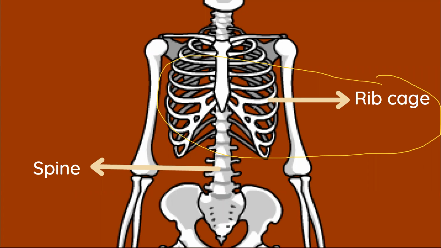Can anyone tell me what the rib cage does? I give you a few seconds. Wow, very smart, my students all. Yes, the rib cage protects your internal organs such as your heart, your lungs, and part of your liver. Very good. Without your rib cage, honestly, you wouldn't even survive a day, right?